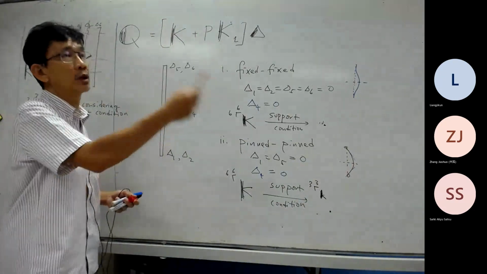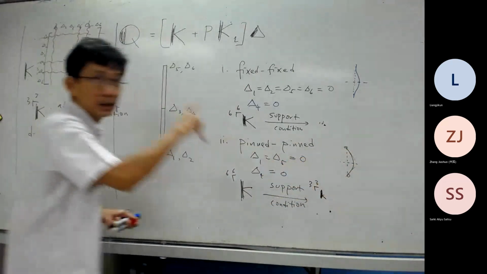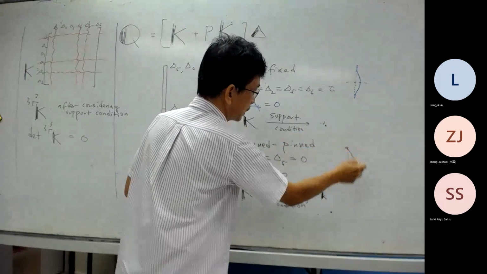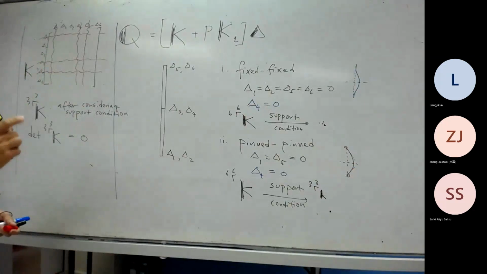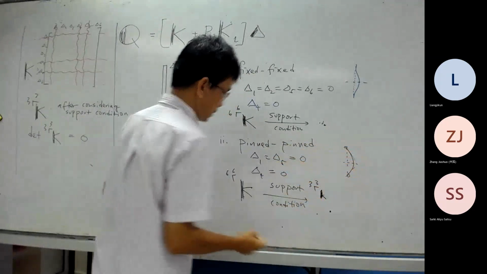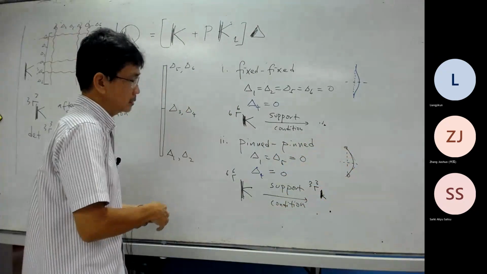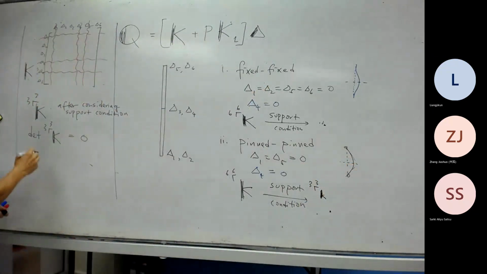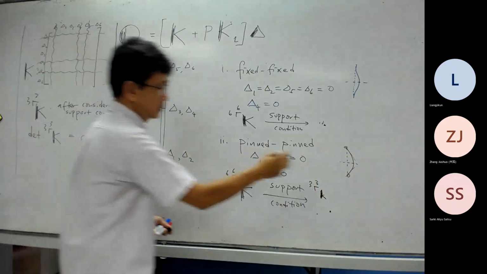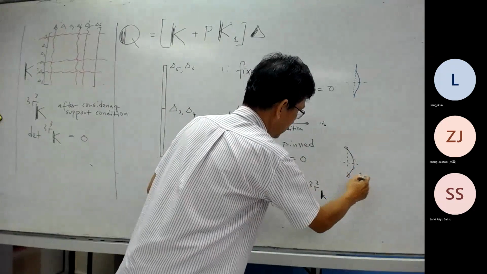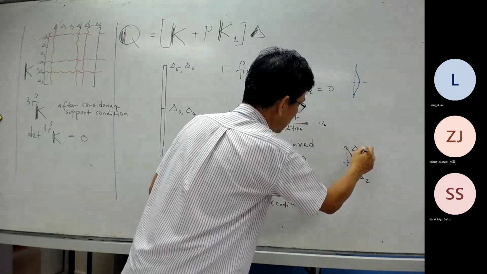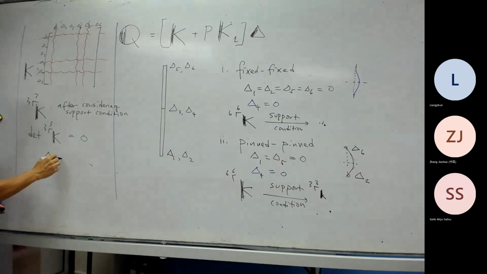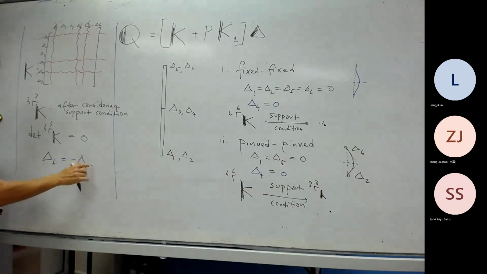So this is one more condition imposed because we are interested in the lowest mode. So we know that this is the lowest mode. So the slope here and the slope here will be the same in magnitude, and they are in opposite directions. So in this case, another condition is being imposed. The slope here is delta 2. The slope here is delta 6. So delta 6 becomes negative delta 2.